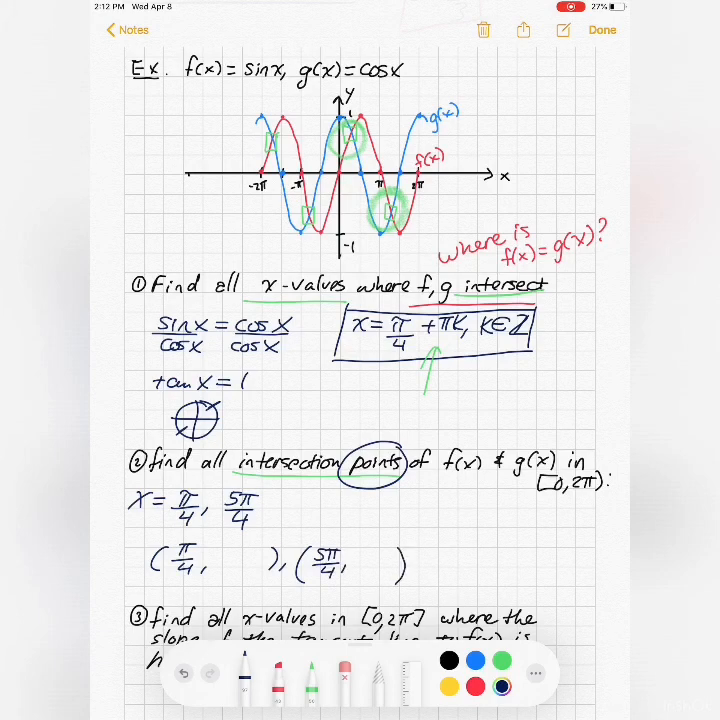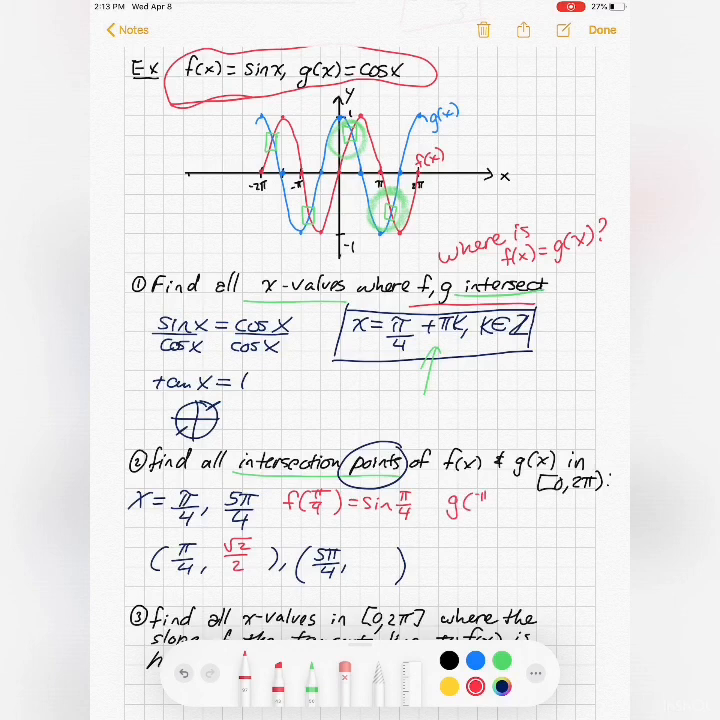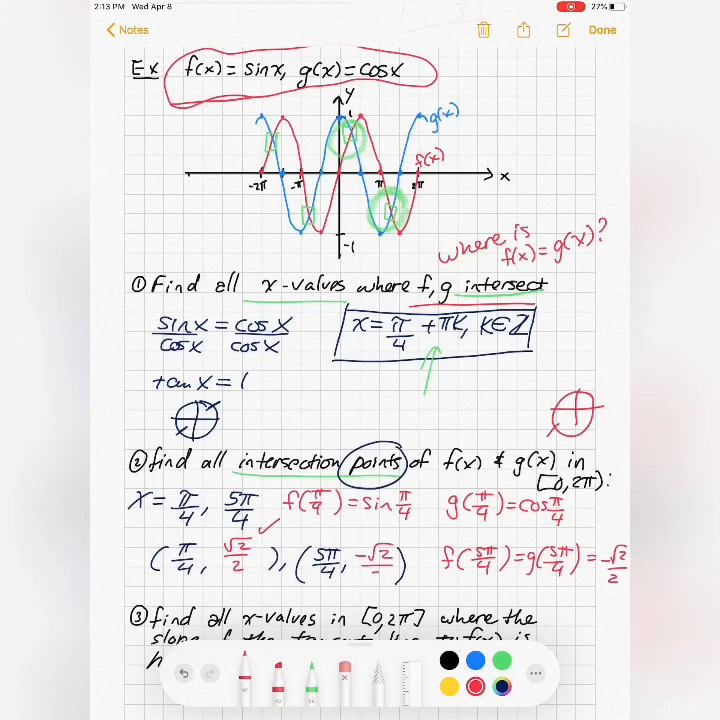Okay, so I should be able to plug these x's into either f or g, right? If I plug pi fourths in f, sine of pi fourths, I get root 2 over 2. What if I plug that in g instead? Cosine of pi fourths is also root 2 over 2, so that's correct. Let me look at 5 pi fourths. Either function, it's going to be negative root 2 over 2. So there are my intersection points.